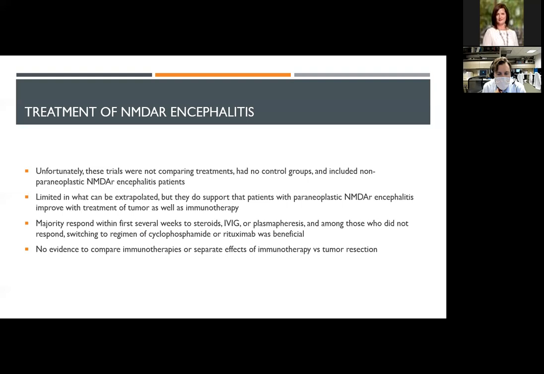But there's really no randomized controlled trial. There are no blinded treatments. So it's not the ideal evidence to say what's the best treatment, which is why you often have a lot of leeway. But from what we have from the evidence, it shows that patients with paraneoplastic and NMDA receptor encephalitis do improve with treatment of the tumor and immunotherapy. Treatment of the tumor does lead to better outcomes earlier rather than later. And immunotherapy does seem to have a response.